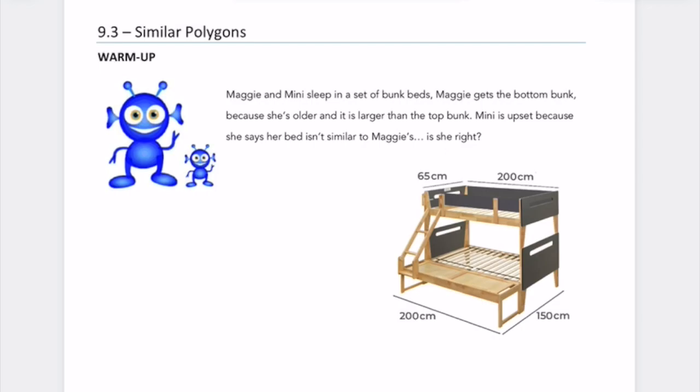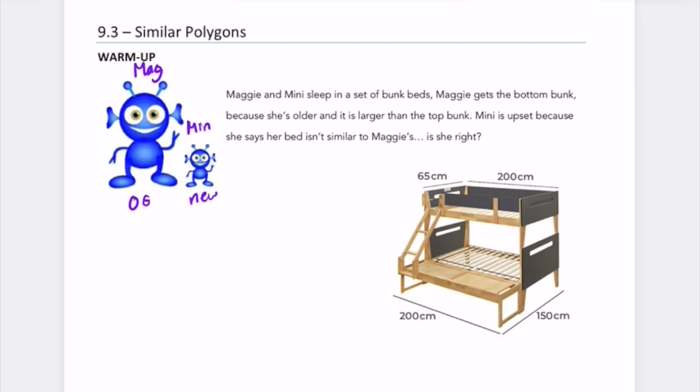Okay, so we are starting off with a warm-up. We've got Maggie and Minnie back. We have Maggie being the older sister, and Minnie being the younger sister. And remember, Maggie was like, I'm older. I'm the original sister. And Minnie's like, okay, I guess that makes me the new sister. Anywho, in this situation, we have the two of them sharing bunk beds.